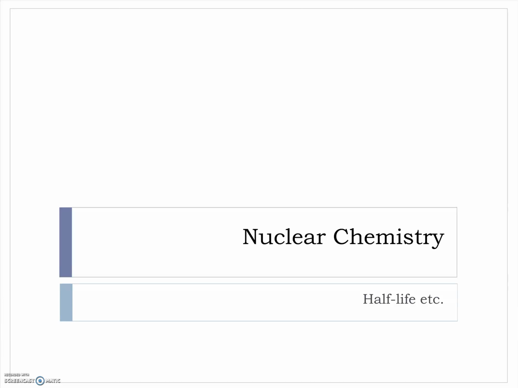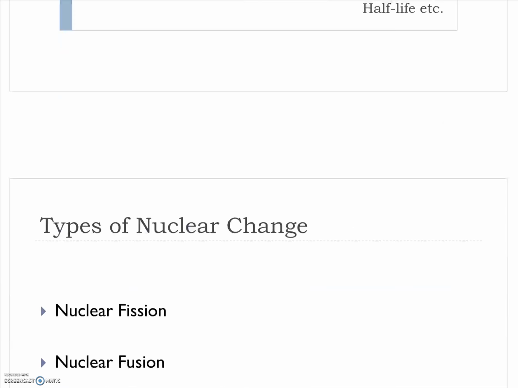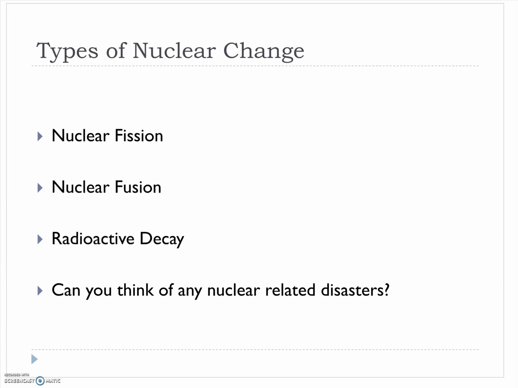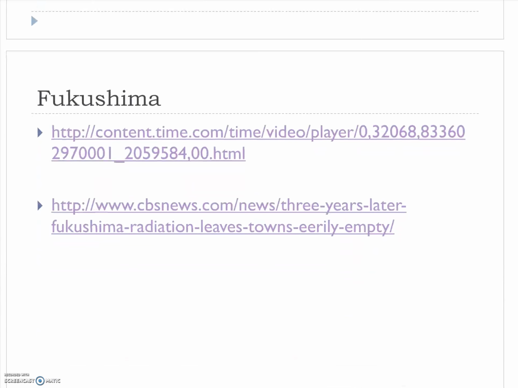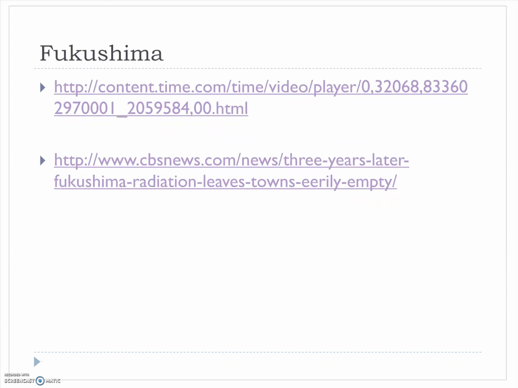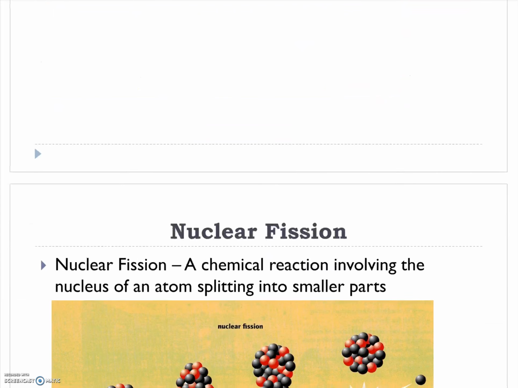I'm going to teach you a little bit about nuclear chemistry and what's going to be important on nuclear chemistry. The types of nuclear change that we will be talking about are nuclear fission, nuclear fusion, and radioactive decay or half-life. We have talked about half-life a little bit, but we will continue to talk about it today. Here are some videos that if you'd like to go to, you're more than welcome to. These just show different nuclear disasters.